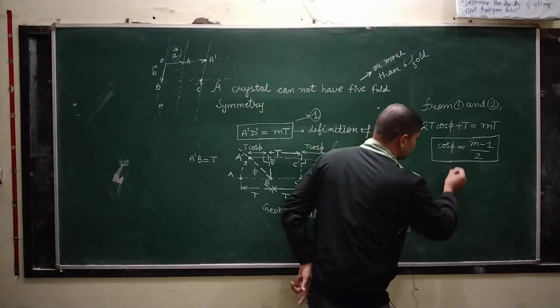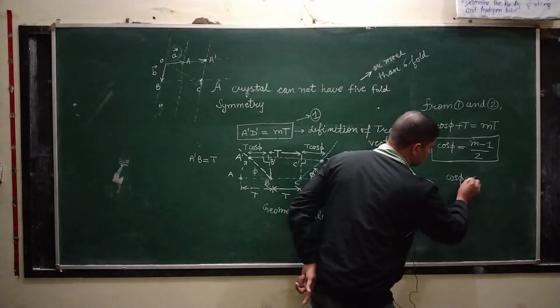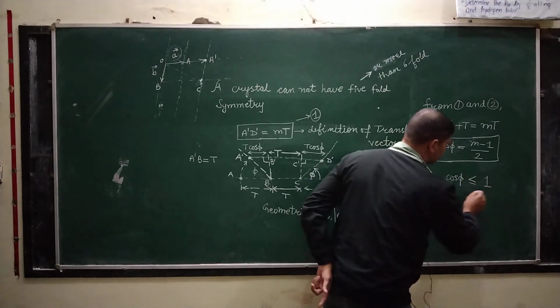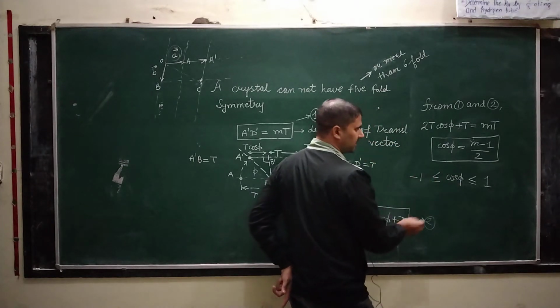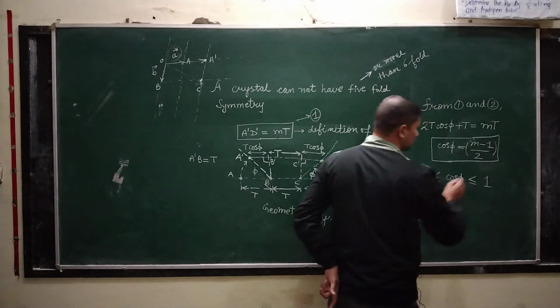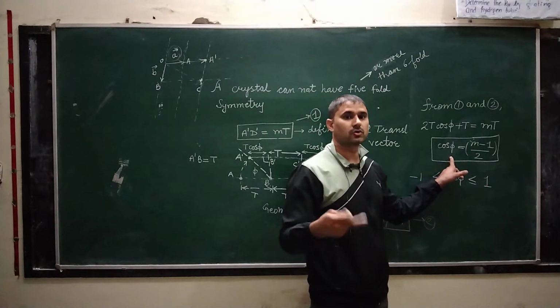So here you can see that the value of cos phi is less than or equal to 1 and greater than or equal to minus 1. So from here you can see what the allowed values of m are and what the allowed rotations are.